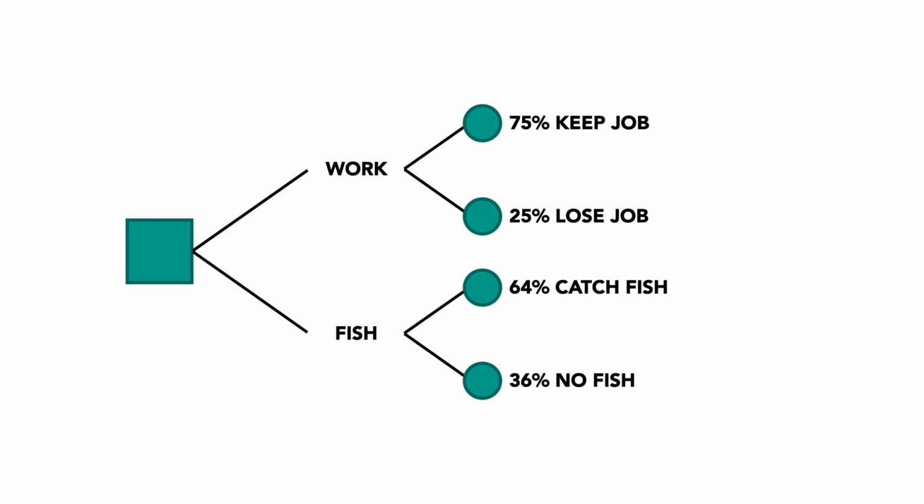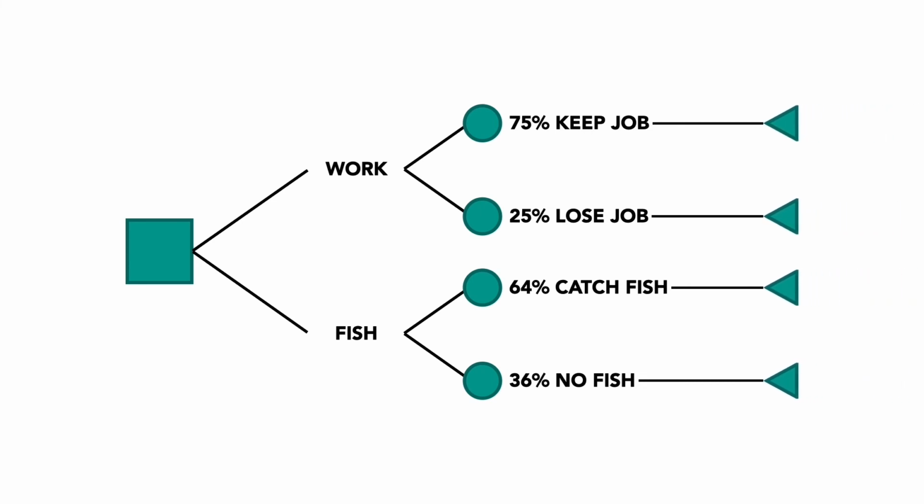You can continue to expand the lines until you reach an endpoint, meaning that there are no more choices to be made or chance outcomes to consider. Let's say in our case, that is so. Add triangles to signify endpoints. With a complete decision tree, we are now ready to begin analyzing the decision we face.